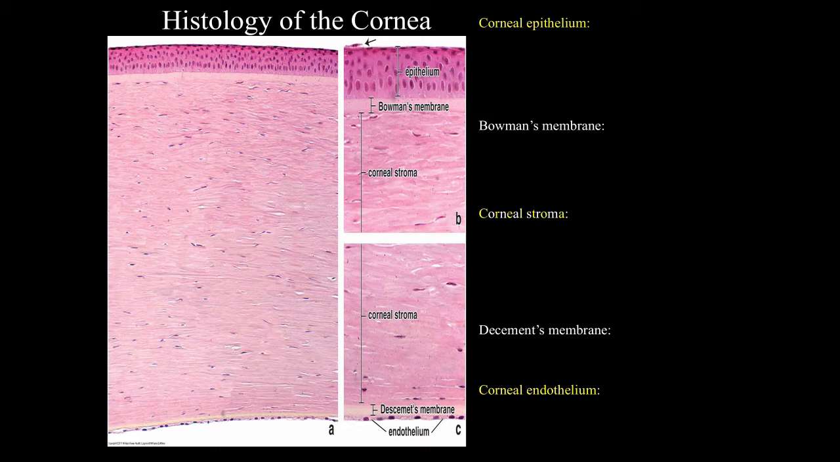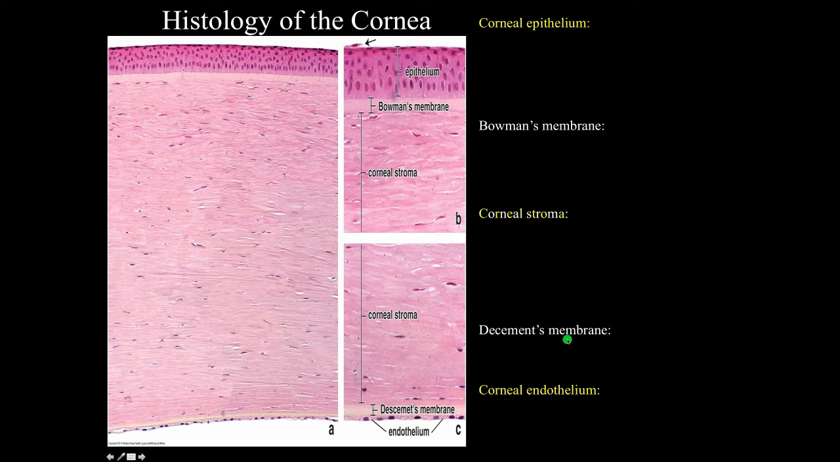I think I told you in the first podcast that the cornea had 3 cellular layers and 2 non-cellular layers. So I've shown the cellular layers highlighted in yellow, and this one looks a little bit funny, and you'll understand why in just a second. And then the non-cellular layers I've just labeled in the white font.